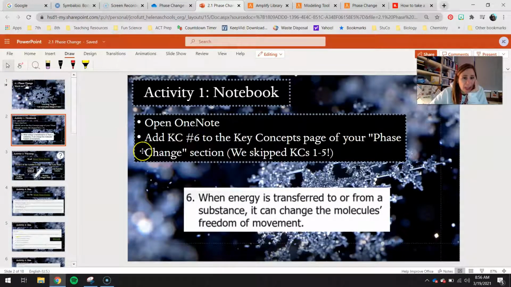You're going to open your notebook and add key concept number 6. Notice that we haven't done 1 through 5, and that's okay. You weren't expected to do those. I wasn't a fan of them.